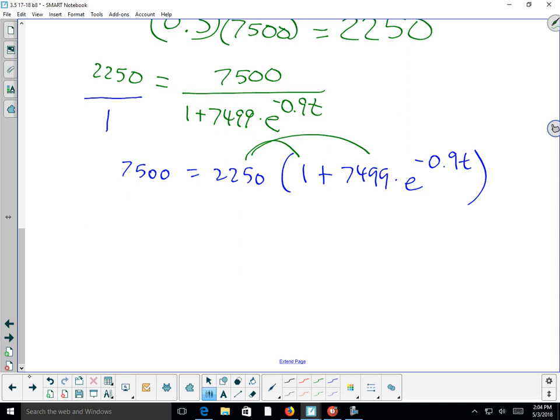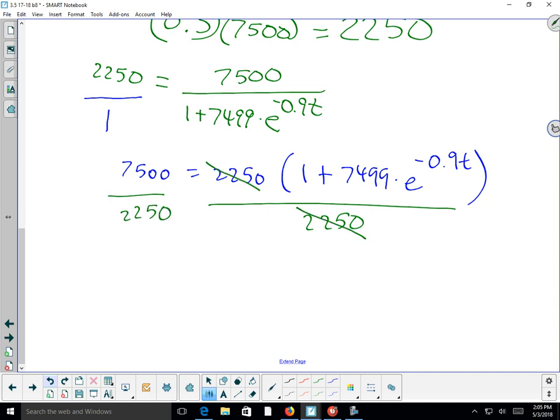All right, let's do that. Let's divide by 2,250 on both sides. And when those divide out here, what is 7,500 divided by 2,250? 10 over 3. All right, so that reduces to 10 over 3 equals 1 plus 7,499 times e to the negative 0.9t.